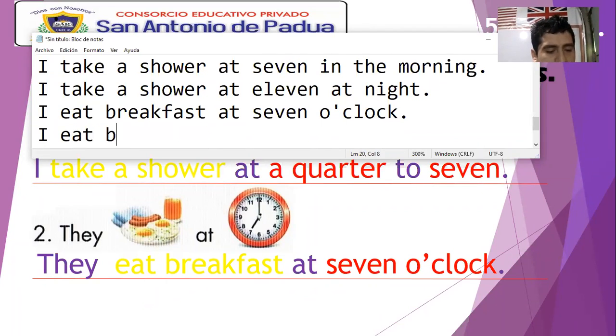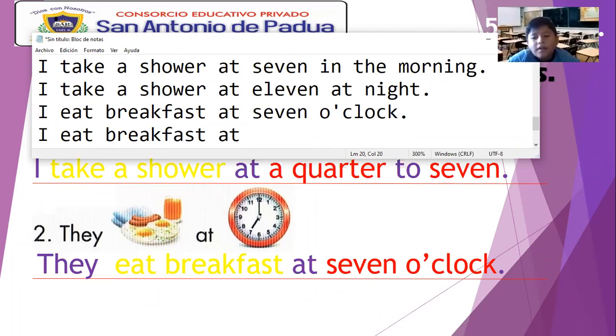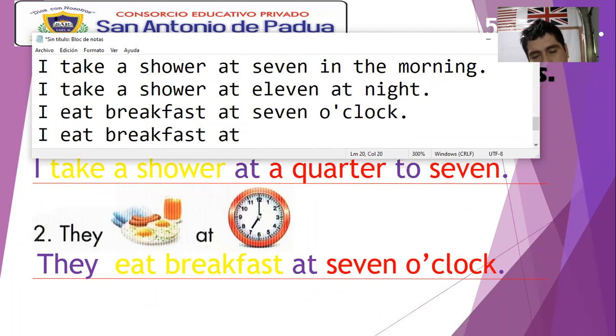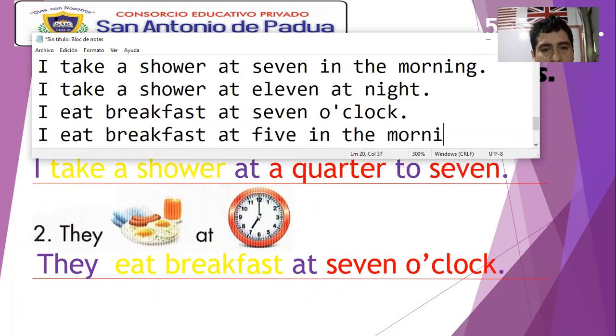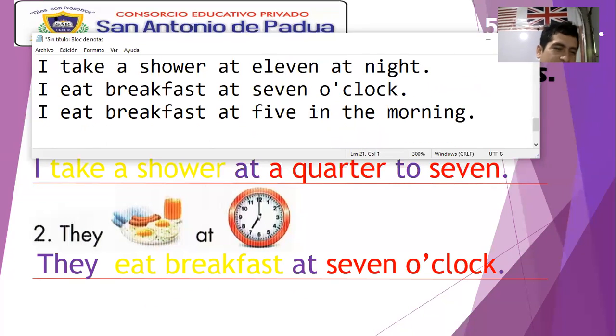A ver, I eat breakfast. Any other volunteer, please? I eat breakfast at. Any other volunteers? What else? At 4, 5. Oh my gosh, 5 in the morning. 5 de la mañana. Oh my gosh, I eat breakfast at 5 in the morning. Good. Excellent. Come on, what else?